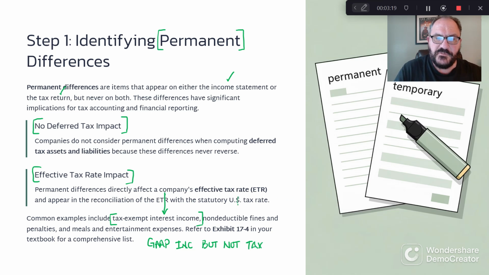Same thing, non-deductible fines. According to the tax code, you cannot deduct fines. They are not going to allow you to deduct breaking the law or getting fined. Meanwhile, from a business perspective, from a GAAP perspective, they are deductible. Another one is meals and entertainment expense. Those are only 50%. So on your books, you're deducting 100%, but for tax, only 50%.